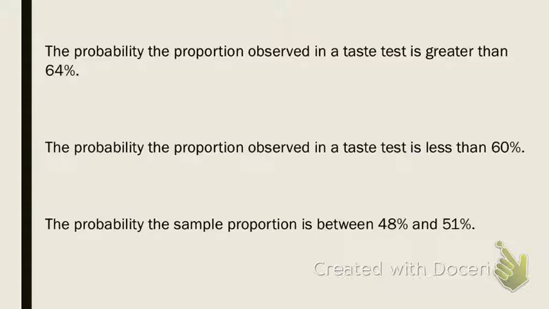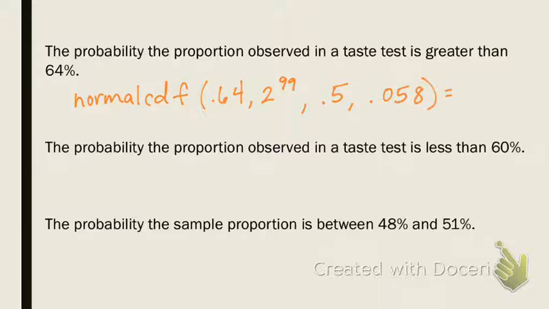So, next question. The probability that the proportion is greater than 64%. So, I would say normal CDF from 0.64 to 99, and then I'm going to put in the mean and the standard deviation that I got from the beginning: 0.5 and 0.058. Good. So I want you to get that. Then I want you to try the next two.